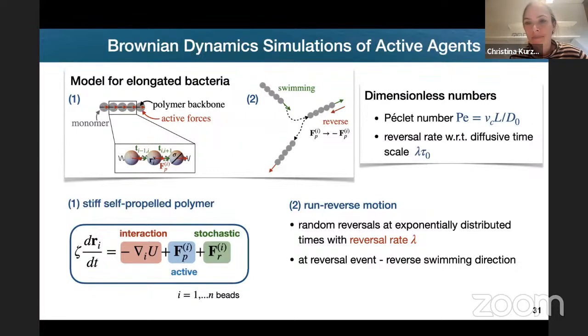So now we have two dimensionless numbers. One is the Péclet number, which measures the active motion of the cells with respect to translational diffusion. And the second one is the ratio of time scales, so it's the reversal rate with respect to the diffusive scale.